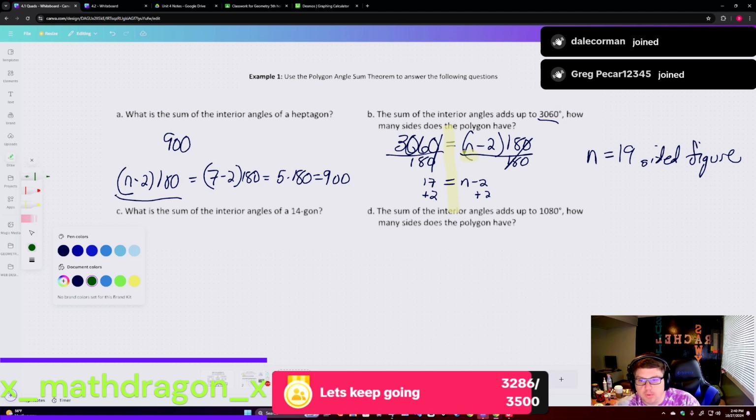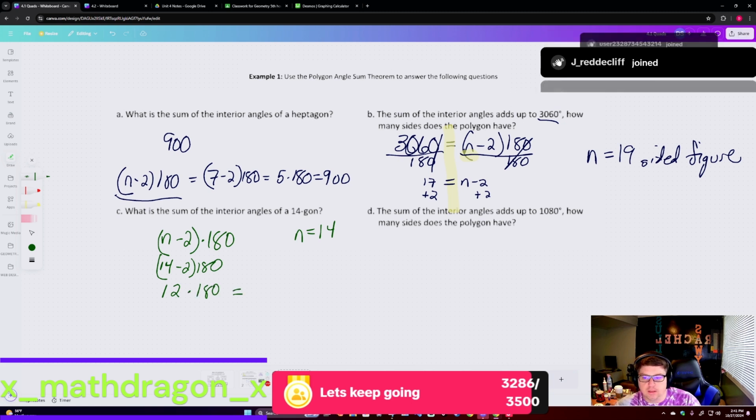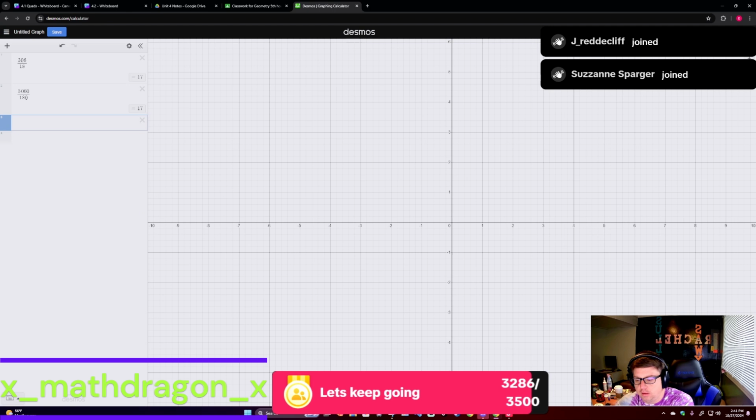What is the sum of the interior angles of a 14-gon? So we're going to do n minus 2 times 180. This time we know the number of sides is going to be 14, so we're going to substitute that in. And then that's going to give us 12 times 180. Once again, I can do it, but 2160.